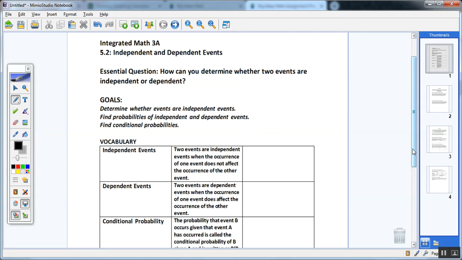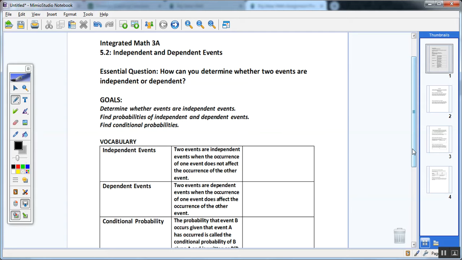What's the difference between the words independent and dependent? Dependent counts on something, independent doesn't matter. Okay, dependent counts, it matters. Say that again, Jacob. When it's dependent, it counts on something and needs something else to have happened. Okay, this has to happen before you can consider this. So dependent means it depends on this.